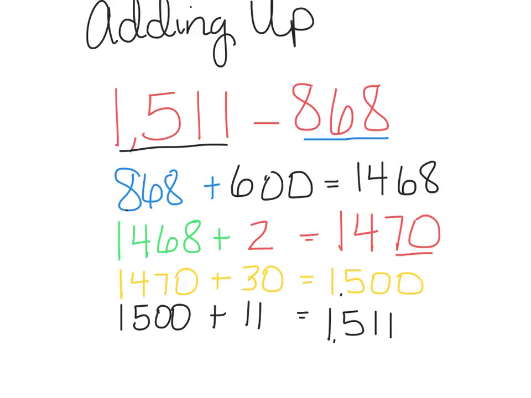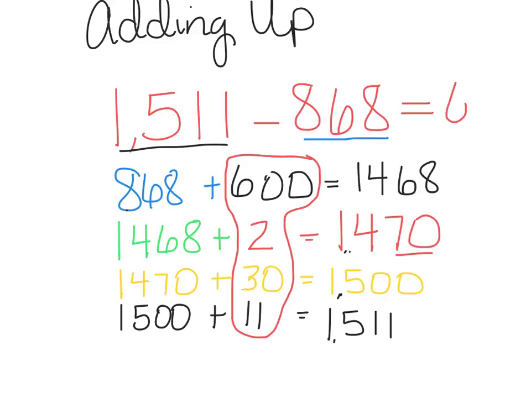Okay? Of course, I'm not done because I don't have an answer yet. I need to add up all of the little chunks that I just used to get me the answer to my problem. So 600 plus 30 is 630, plus 11 is 641, plus 2 more is 643. So the answer to the actual problem is 643.